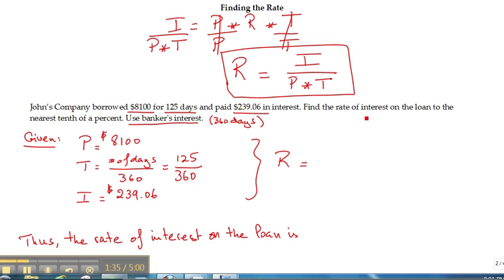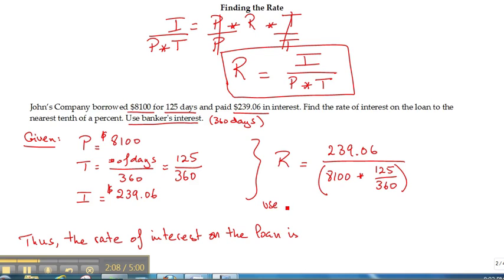Now the question: find the rate of the interest on the loan to the nearest tenth of a percent. So here is the formula for the rate, interest divided by principal times time. So the interest of 239.06, and I'm going to divide by principal multiplied by the time, and the time is 125 divided by 360. And here I am not gonna do this division and then round it and multiply. Leave everything until the end and put everything in the calculator as one thing.